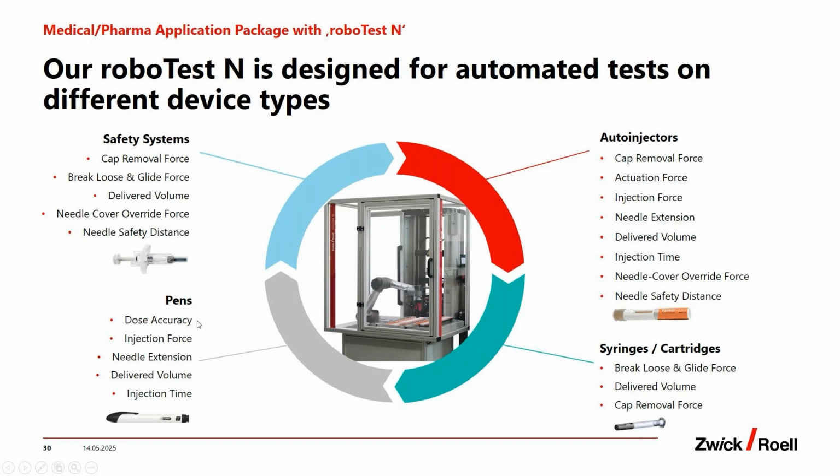Then we got other combinations testing pens, which means dial-up pens. We are testing autoinjectors. Again, you're going to see here the typical values like cap removal, actuation force, injection force, and so on. And the last here is the syringes or cartridges. So we're also testing them automatically, but every automation for applications you see on this sheet here is based on a roboTest N, on a smart robot, on a universal robot.